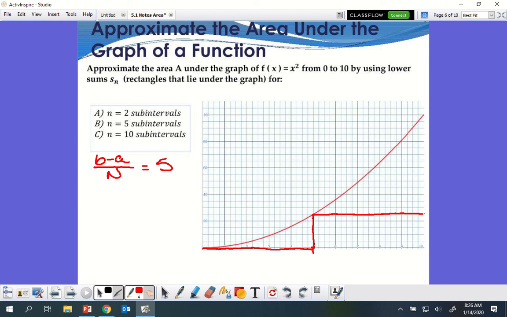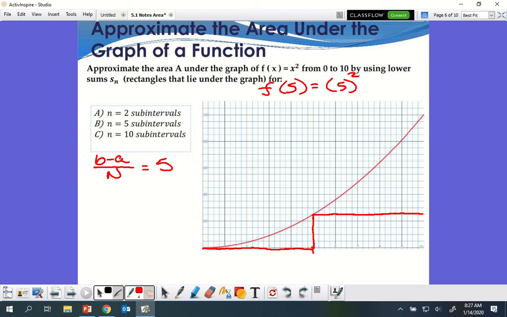If this is 5, just plug it in to figure out the y value, right? So it's 25 times 5, so that is a total area of, if I got 5 quarters, how much I got? 125, right? So 5 times 25 is 125.